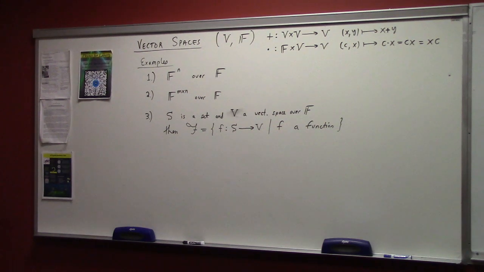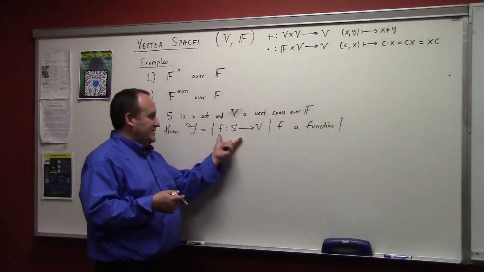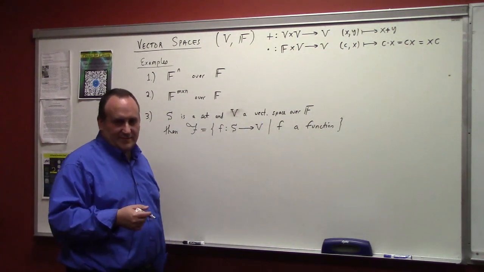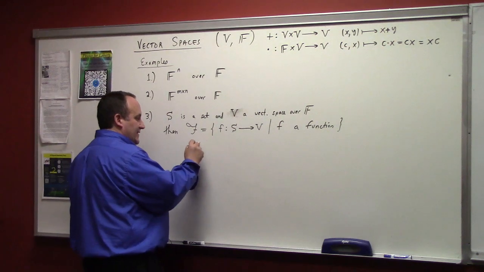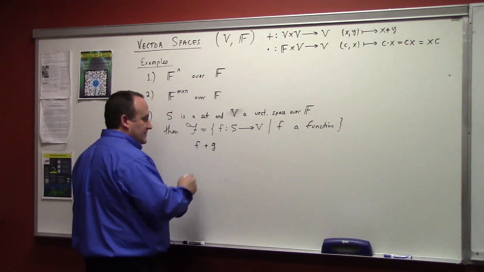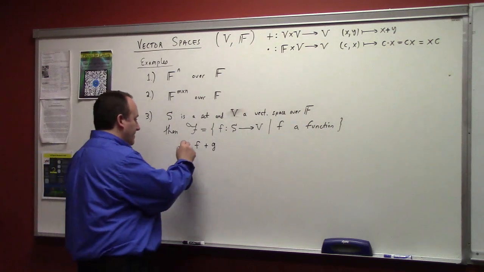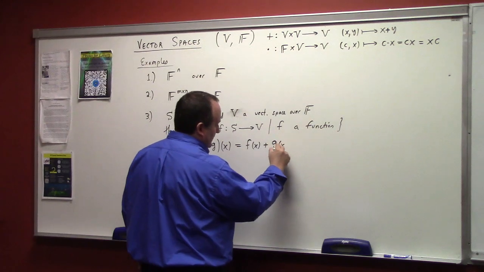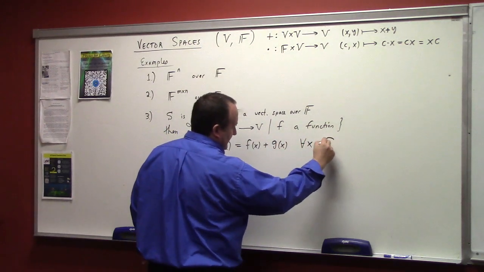Now that's a much more complicated example than the previous two, right? I mean, S could be any set. V could be any vector space. So I'm saying these kind of functions are, quote unquote, vectors in this space F. How would you add? If I had F plus G, how would I add that? (F plus G)(x) equals F(x) plus G(x). Exactly, the pointwise rule of addition, and that's for all x in S, right?